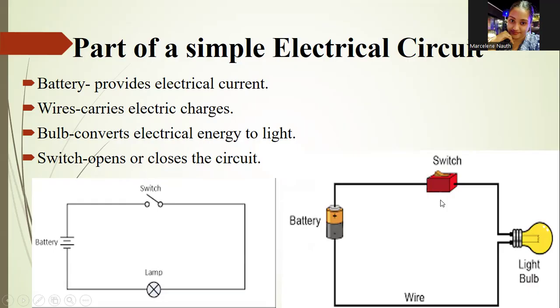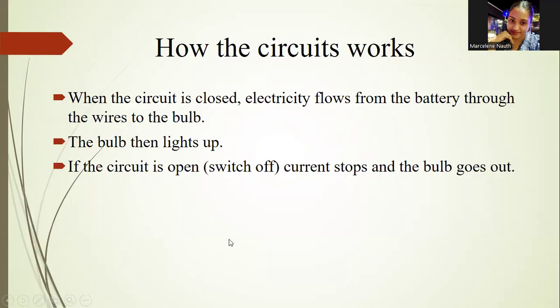Now you're seeing two diagrams here of circuits, isn't that so? In one of the diagrams, you're able to identify the battery, very good, the switch, the light bulb, and the wire. But on this diagram here, it looks different, isn't that so? We have some symbols here. Now, what you are seeing on this diagram is the symbols of the battery, the bulb or the lamp, and the switch. What you must note is that the wire remains the same. Very good. Now, how does this circuit work?